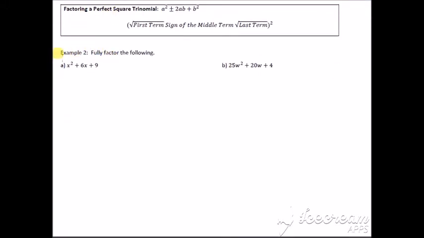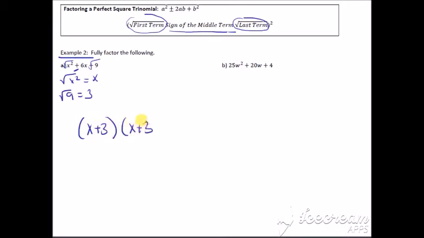Okay, so fully factor the following. So what we want to do is we're going to have the root of the first term, then we're going to have the sign of the middle term, then we're going to have the root of the last term. Okay, so this is the pattern. So what's root of x squared? Well, it's just x. Okay, and then the last term, which is 9. So what's root 9? Well, it's just 3. Okay, because this middle term has a positive, this is going to factor to x plus 3, x plus 3. In other words, x plus 3 squared.